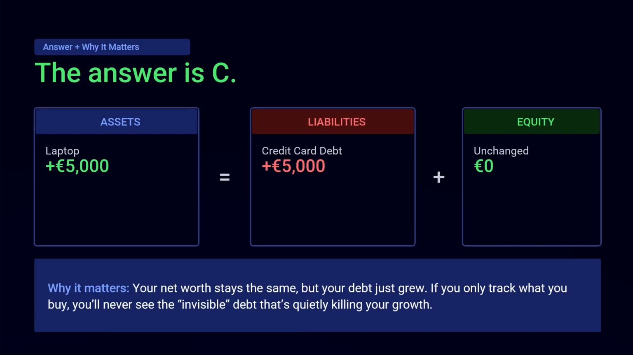And why it matters. You buy a laptop for 5,000 euros. You increase your assets, but you don't buy it by cash that you already have. You buy it with credit card debt. So your liabilities increase as well with 5,000 euros. Your equity remains unchanged. Why does it matter? Your net worth stays the same, but your debt just grew. If you only track what you buy, you will never see the invisible debt that's quietly killing your growth.